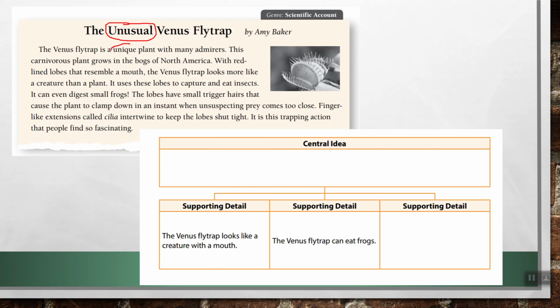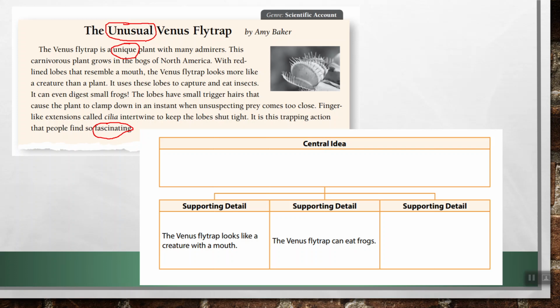The first sentence says the Venus flytrap is a unique plant with many admirers. Again, the author describes the Venus flytrap as unique, which means not common, one of a kind. So we know that the central idea is going to be about the Venus flytrap and how it's unusual or unique. Let's look at the last sentence and see if we get any more clues about the central idea. It is this trapping action that people find so fascinating. Again, the author uses the word fascinating, which, like I said, I am intrigued or fascinated by the Venus flytrap.